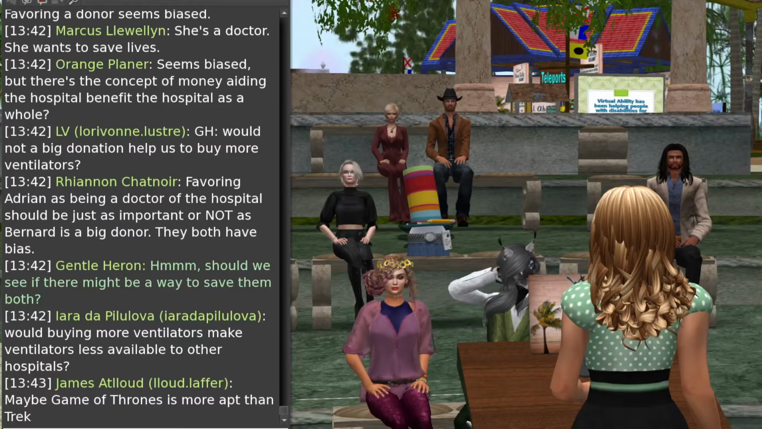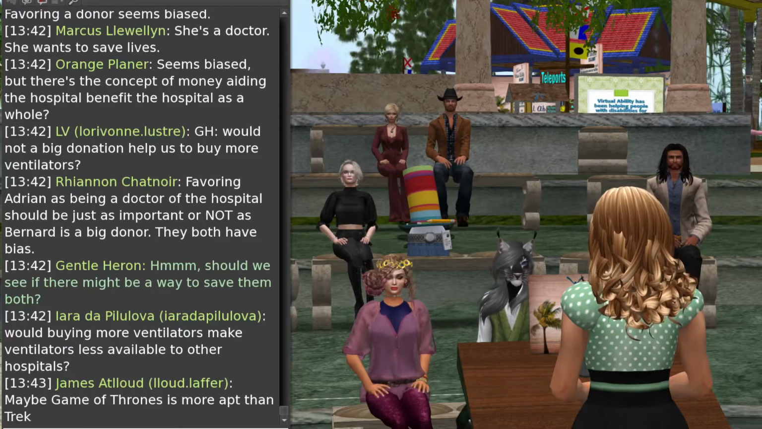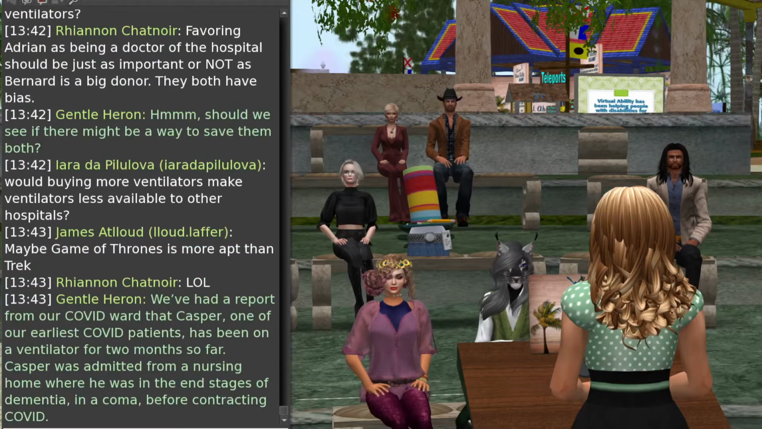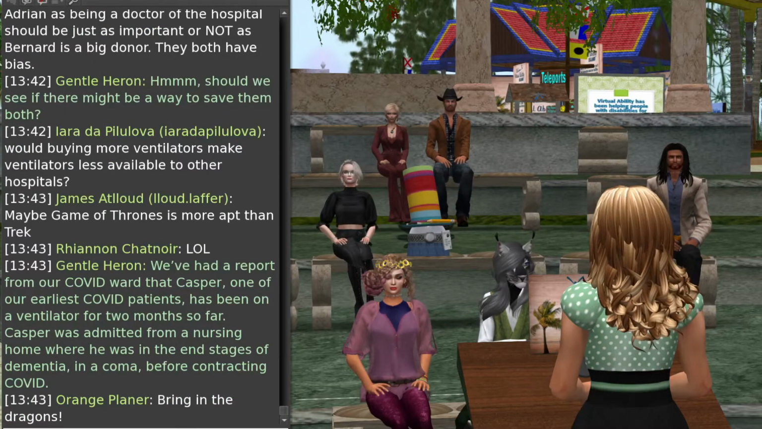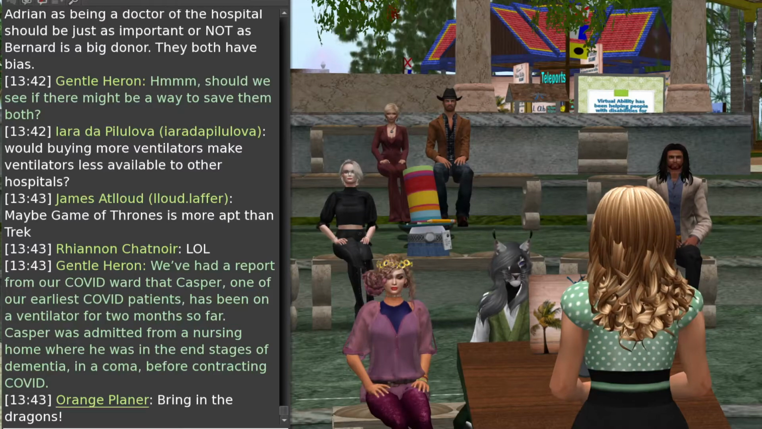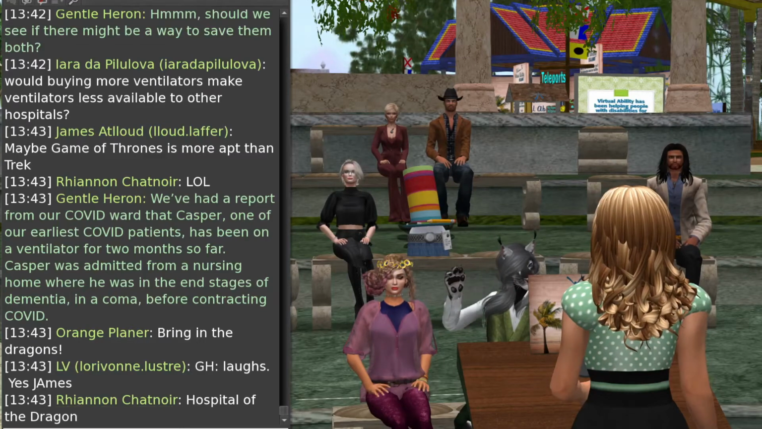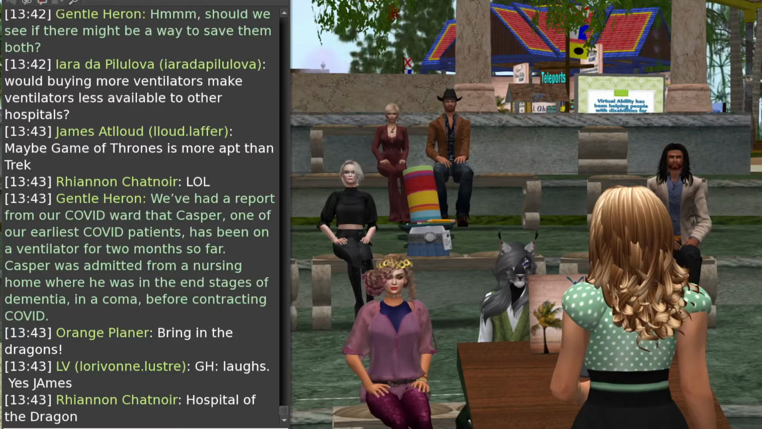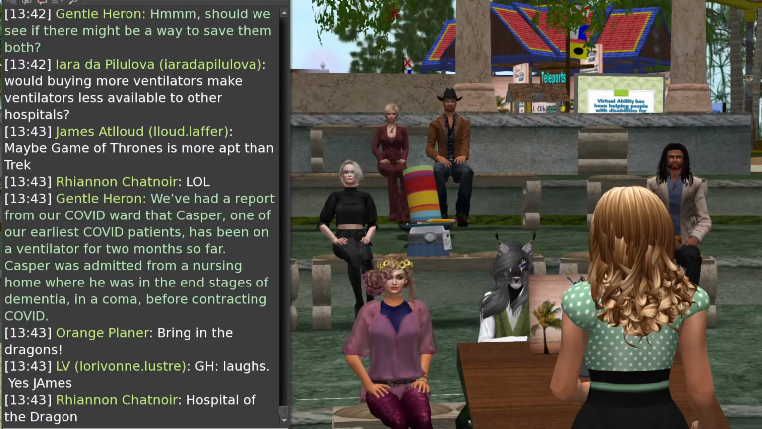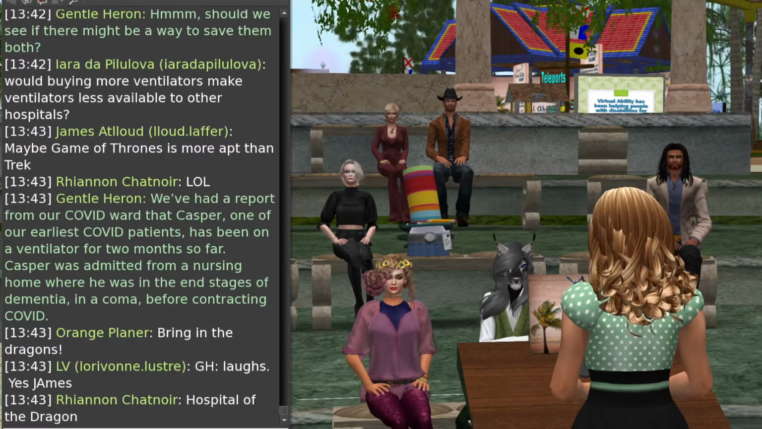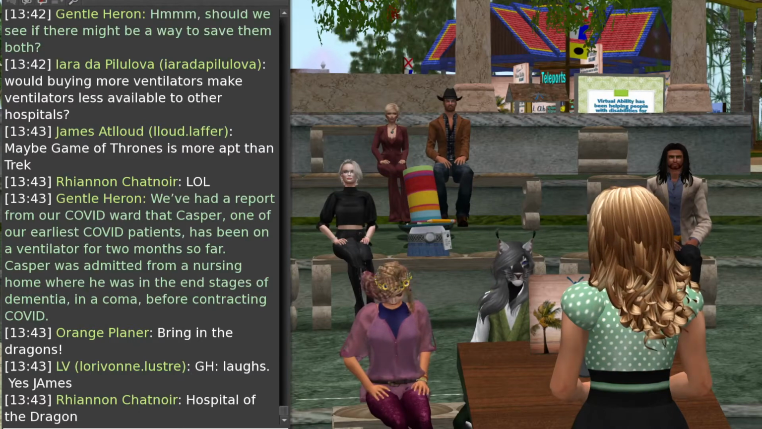So let's think maybe Game of Thrones is more apt than Star Trek. Let's think if there's a way we could save both of them. We've had a report from the COVID ward of our hospital that Casper, who was one of our very earliest COVID patients, has been on a ventilator for 2 months so far. Casper was admitted from a nursing home where he was in the end stages of dementia. Casper was in a coma when he came in. He's still in a coma. He's been in a coma before and after COVID.